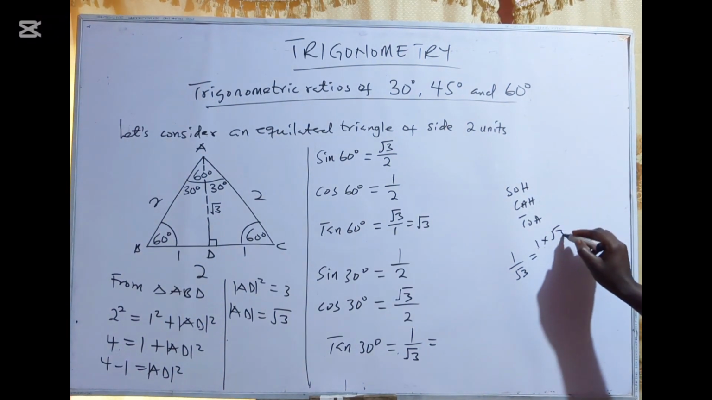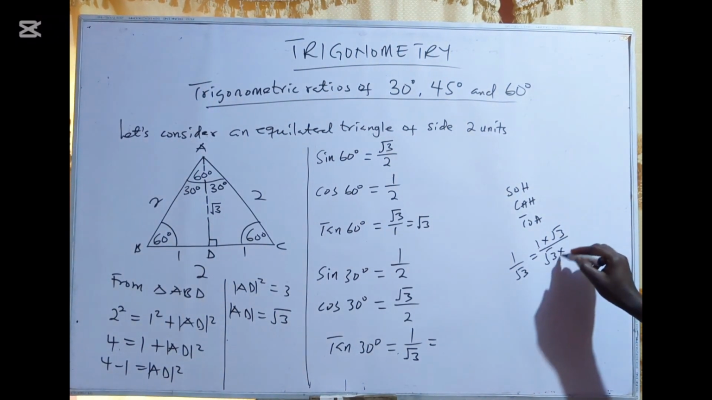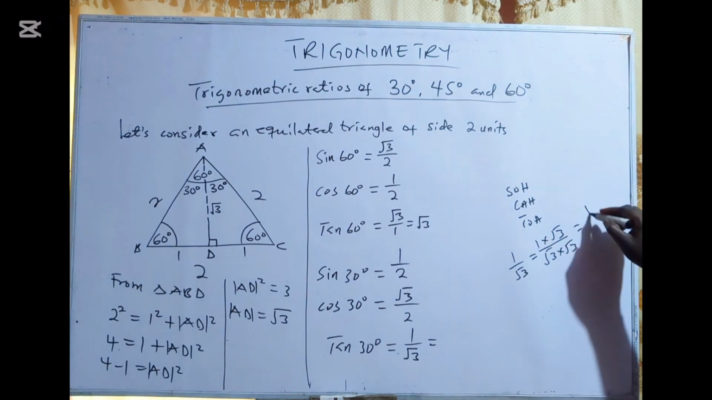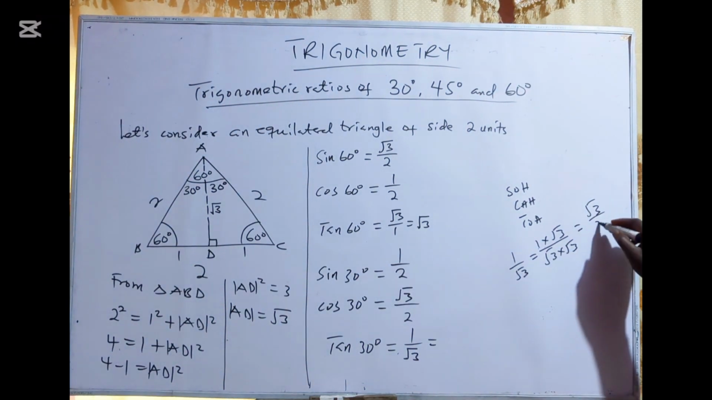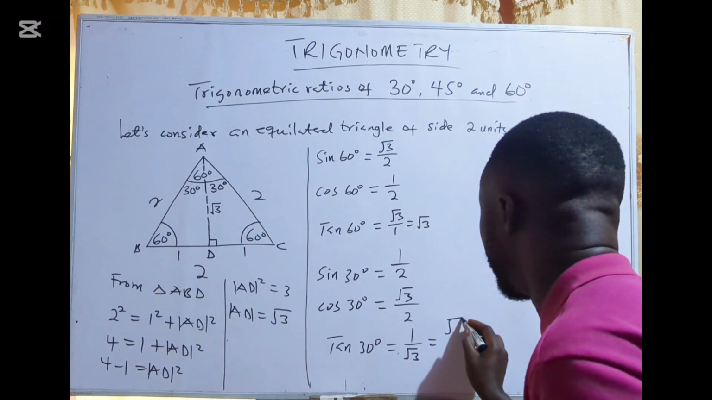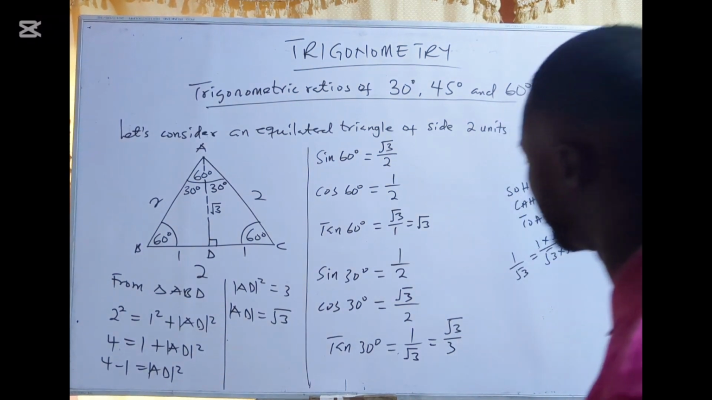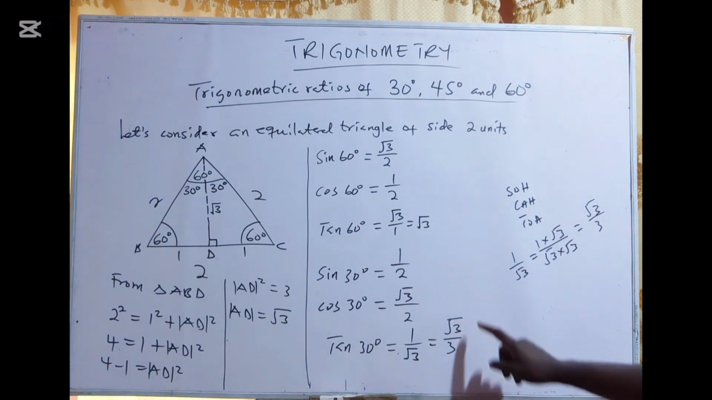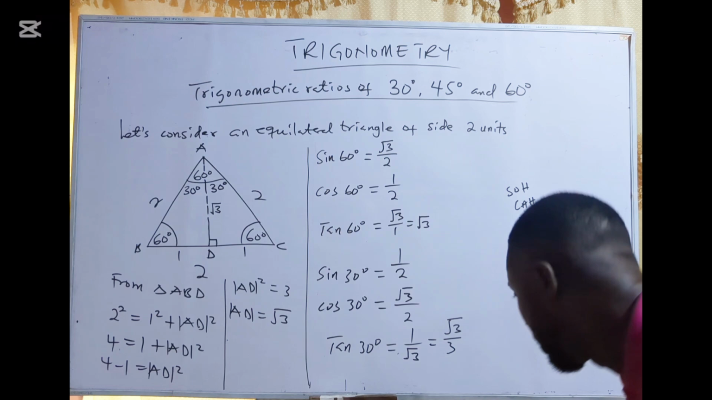1 times root 3. And then root 3 also times root 3. 1 times root 3 is root 3. Root 3 times root 3 is 3. So that can be root 3 over 3. Okay, so tan 30 degrees is root 3 over 3 or 1 over root 3. Alright.